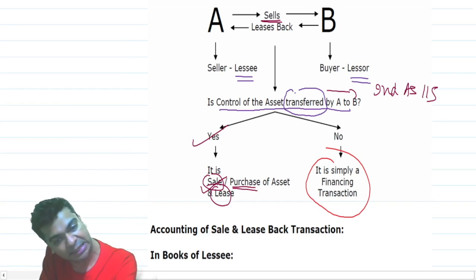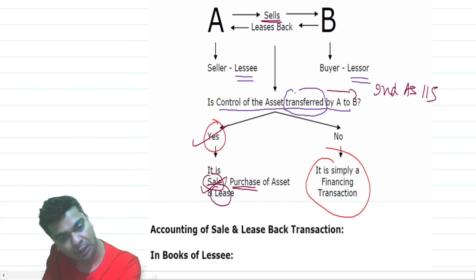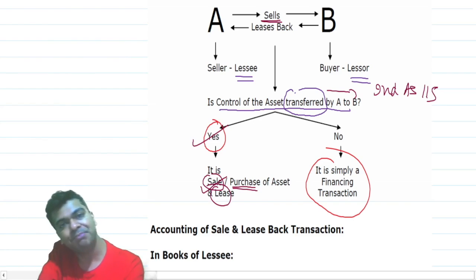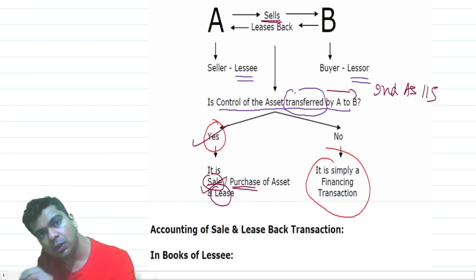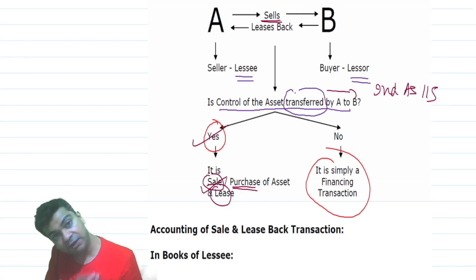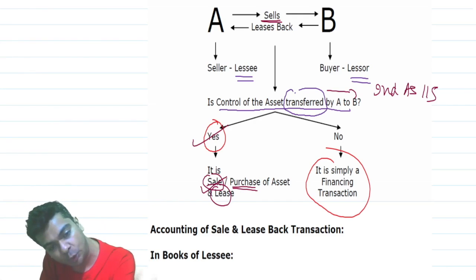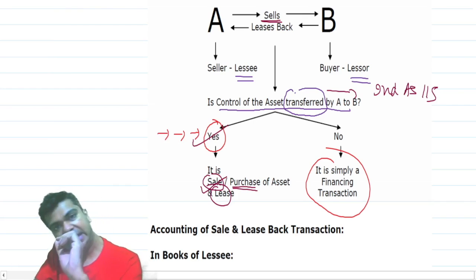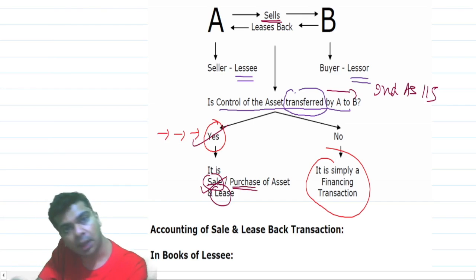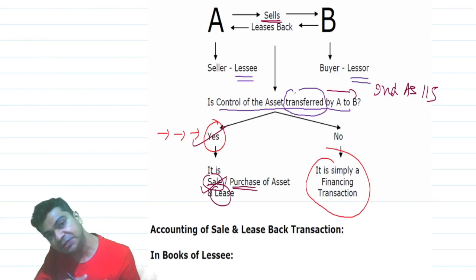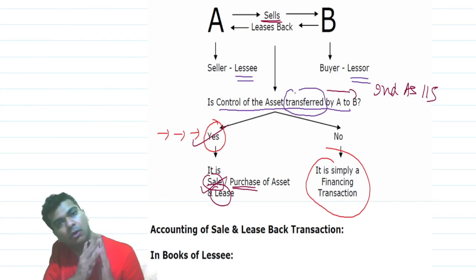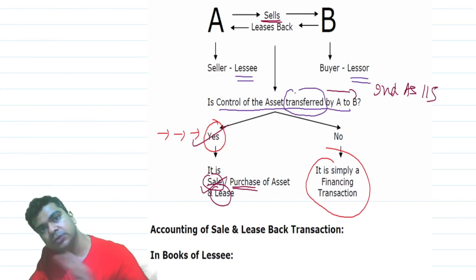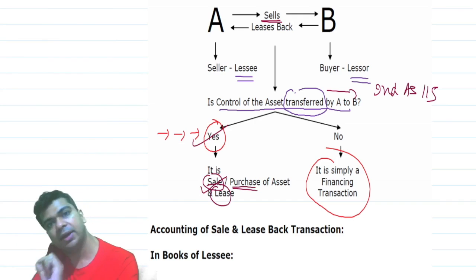If you say that yes, control of the asset has been transferred, then it is a sale and lease back transaction. If you say no, it is simply a financing arrangement, right? So further accounting for a sale and lease back will continue if the answer over here is yes. A sells the asset to B and the control of the asset is transferred to B. So this is a sale. Then B is leasing the asset back to me. So that's a lease. So sale and lease both are taking place.